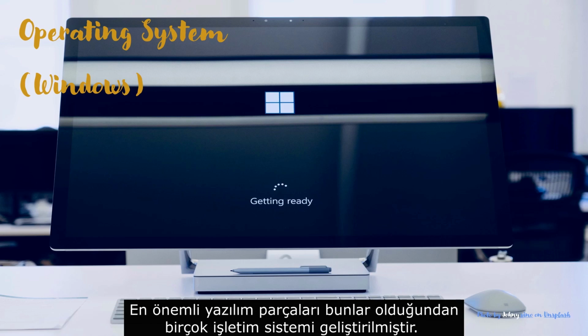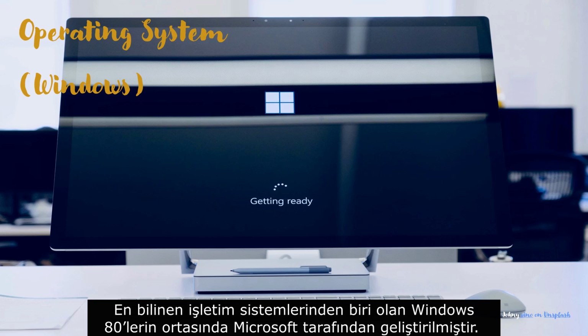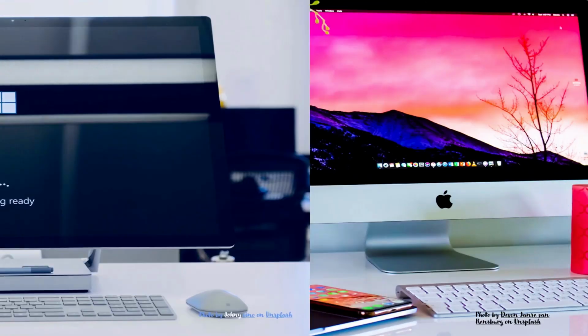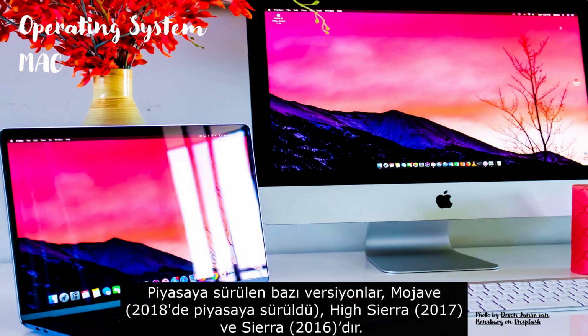There are many of these operating systems. Windows is one of the most known operating systems, and it is developed by Microsoft in the middle of 80s. There are many versions, most recent being the Windows 10, which came out in 2015. iOS is the series of operating systems developed by Apple. Some versions came out are Mojave, which came out in 2018, High Sierra in 2017, and Sierra in 2016.